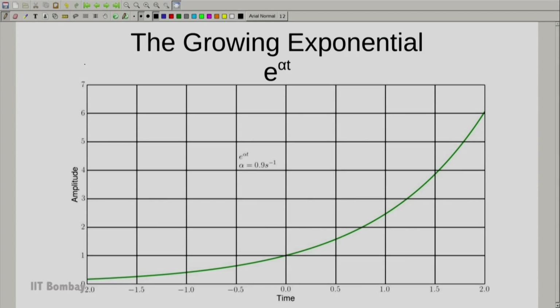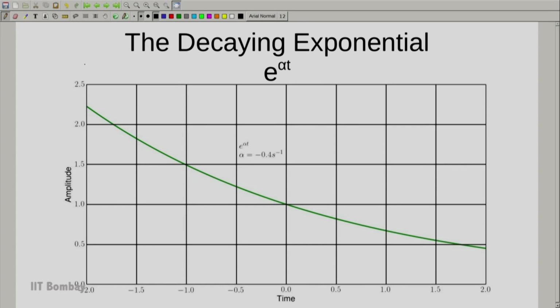The next signal we look at is the growing exponential. The growing exponential is written as e raised to the power of alpha times t, where alpha is a constant which tells you how much the exponential grows or decays. In this case, we have taken alpha as 0.9, and when alpha is positive, as you can see over here, the exponential keeps rising and grows over time. Very simple signal. Of course, if alpha is made negative, we get the decaying exponential, and in this case, we take alpha as negative 0.4. Both signals are quite simple, but we will see them several times during the course.